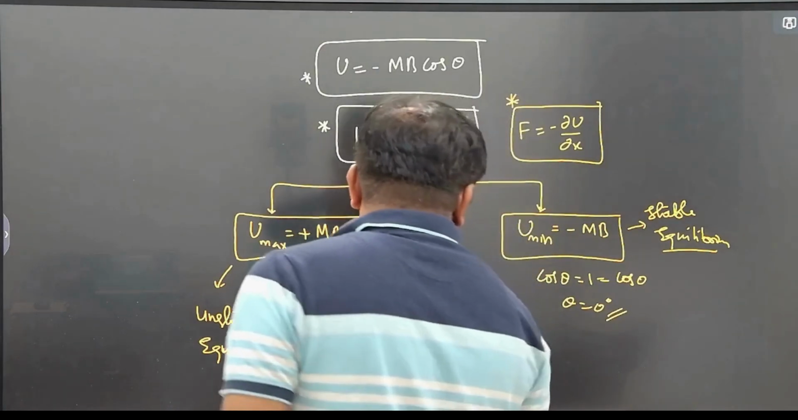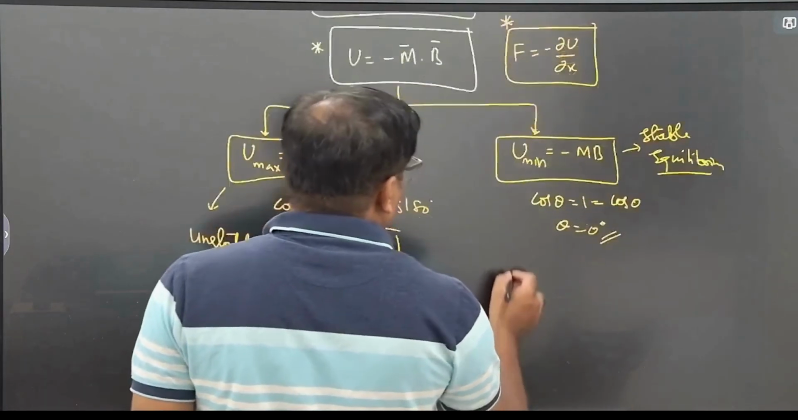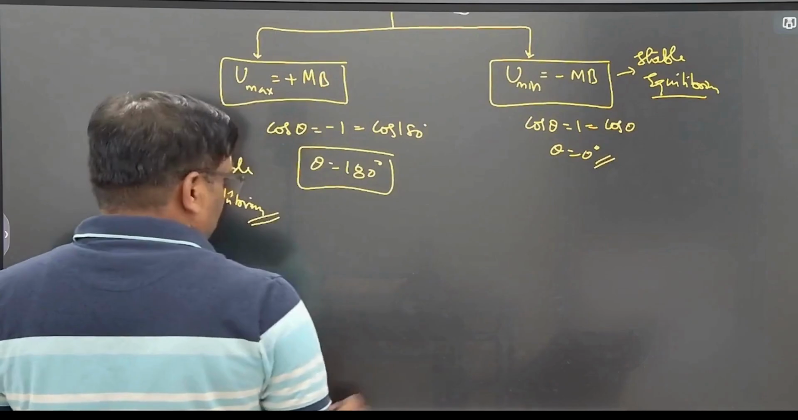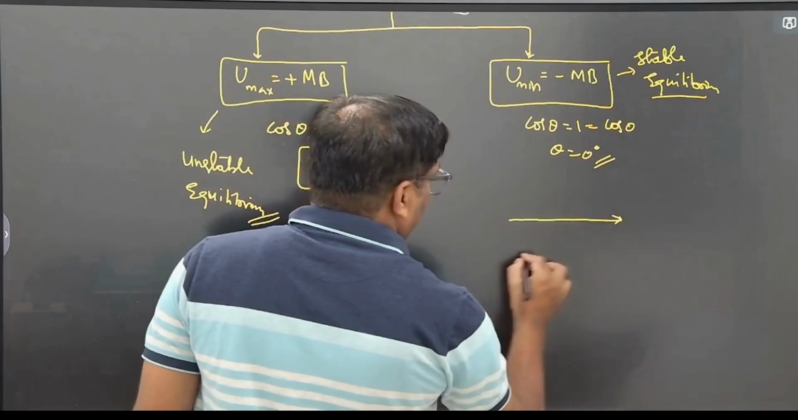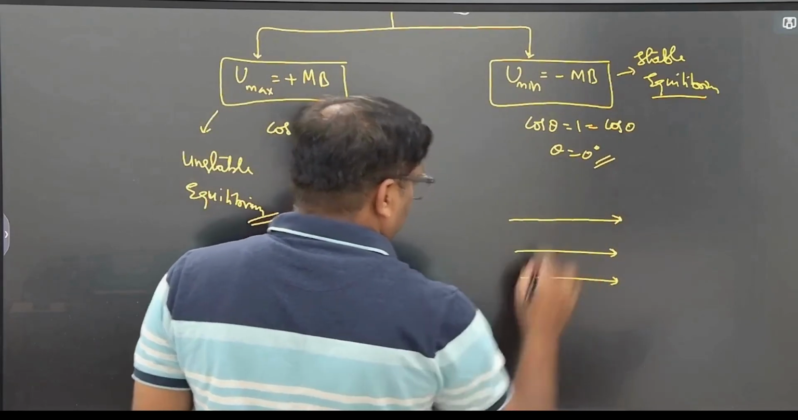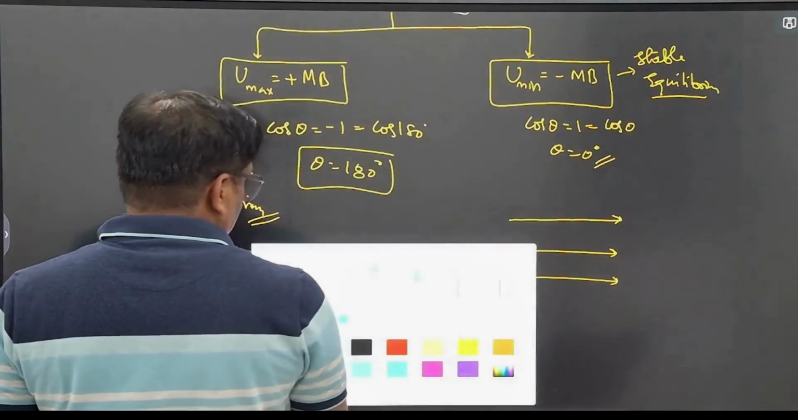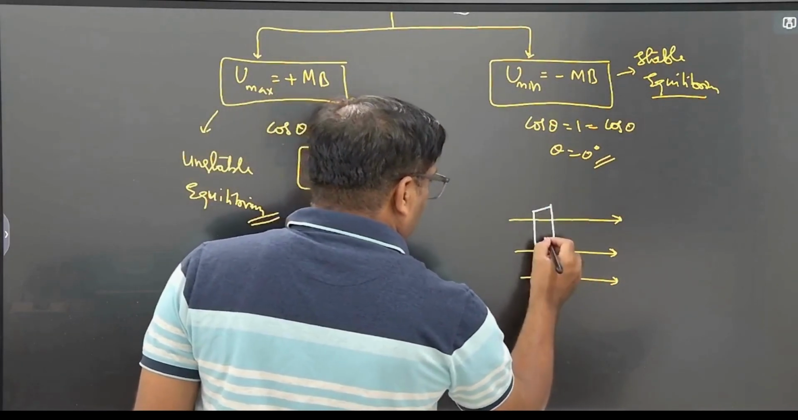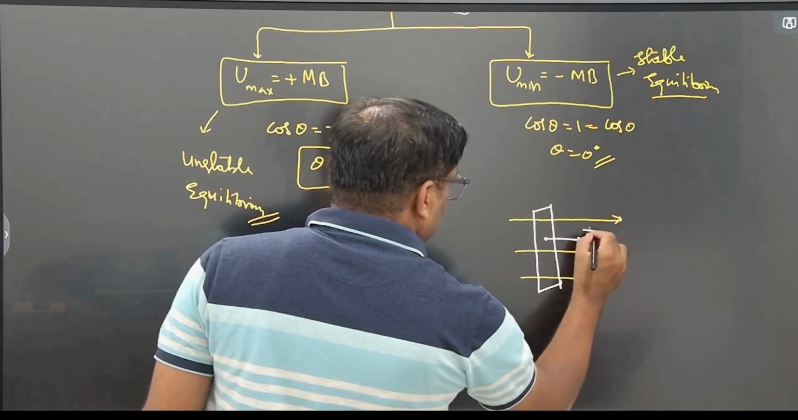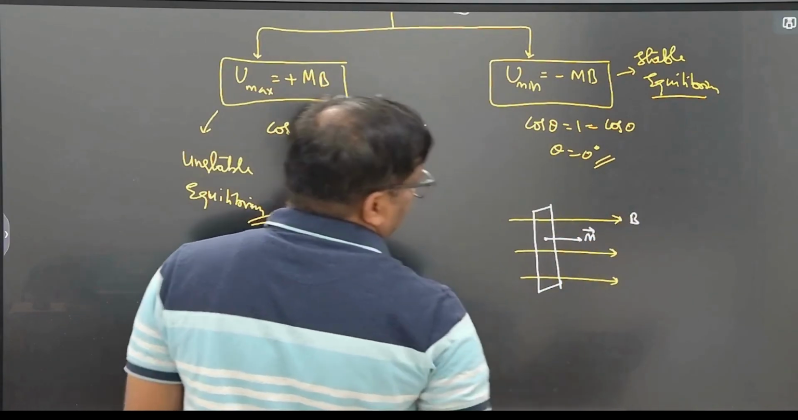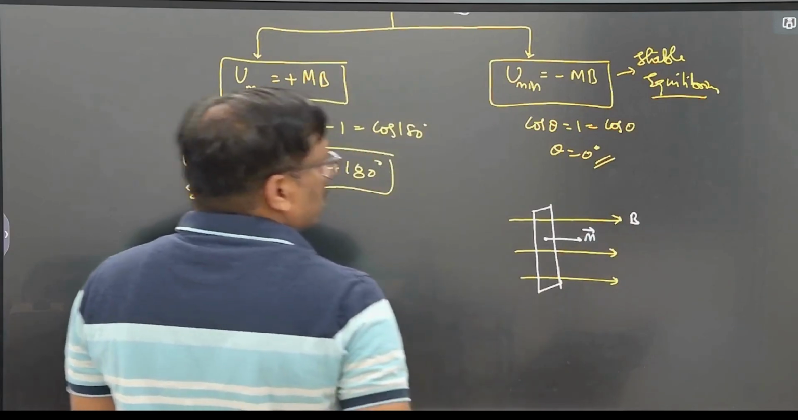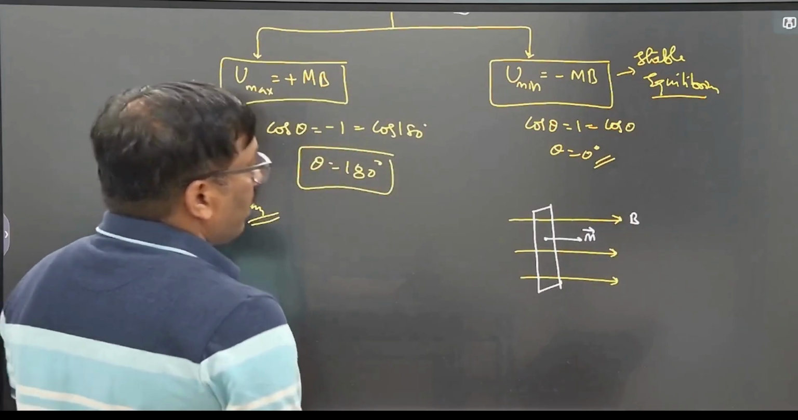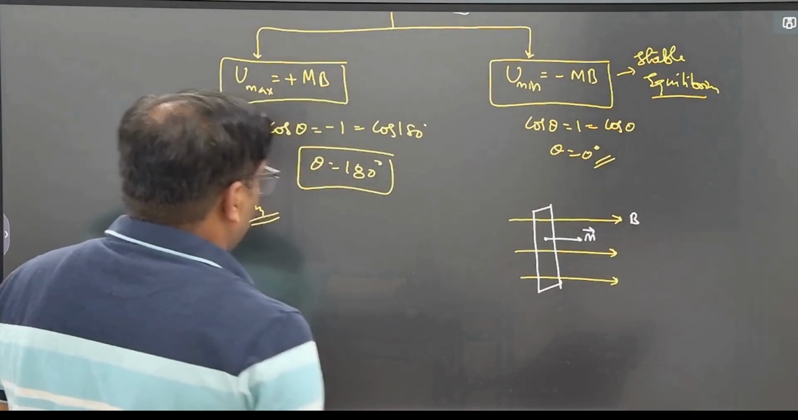Here there is a coil. Suppose this side there is a magnetic field, with theta equal to 0. There is one coil with the magnetic moment in this direction and the magnetic field in this direction, theta is equal to 0. Therefore it will have minimum potential energy.